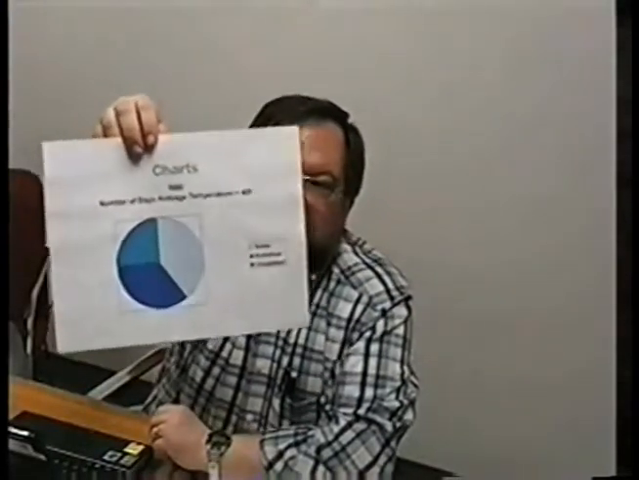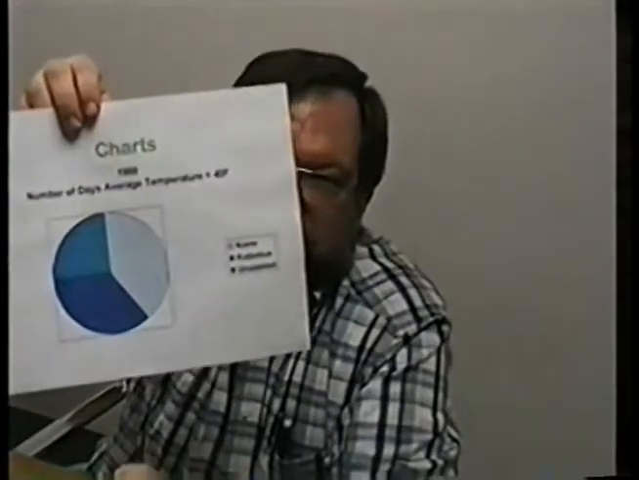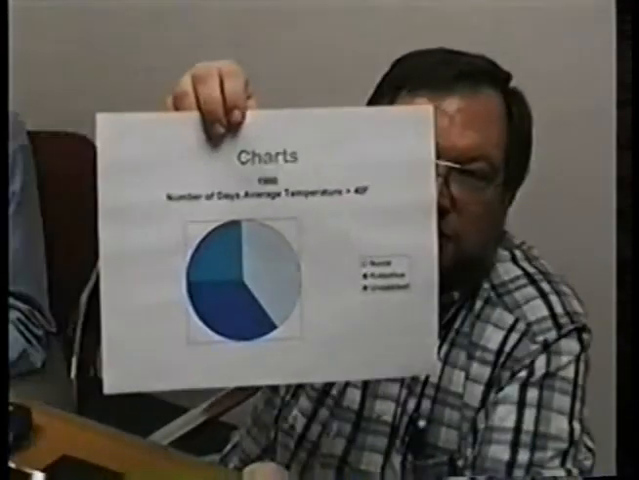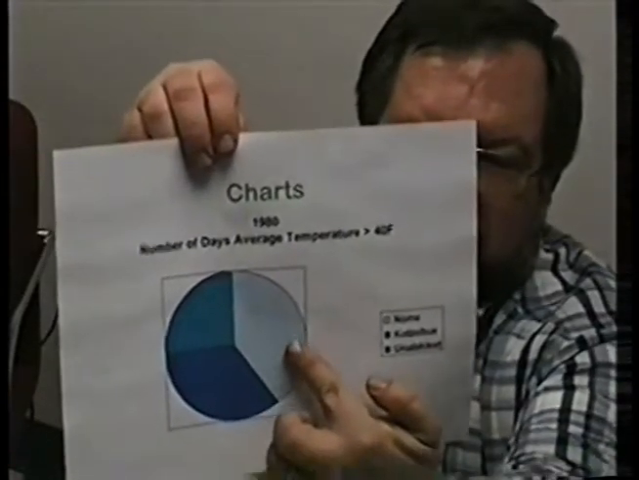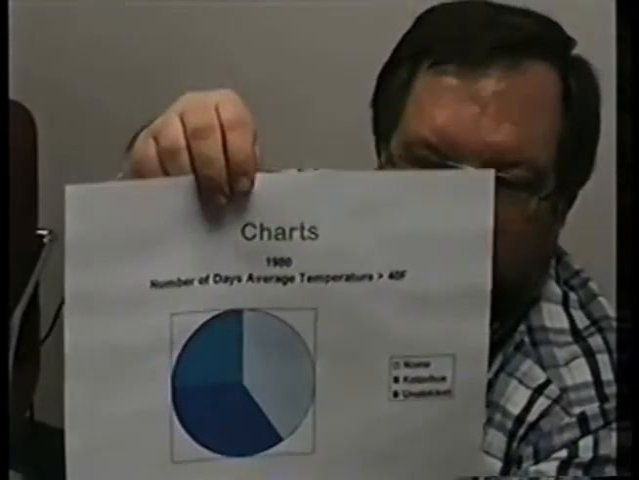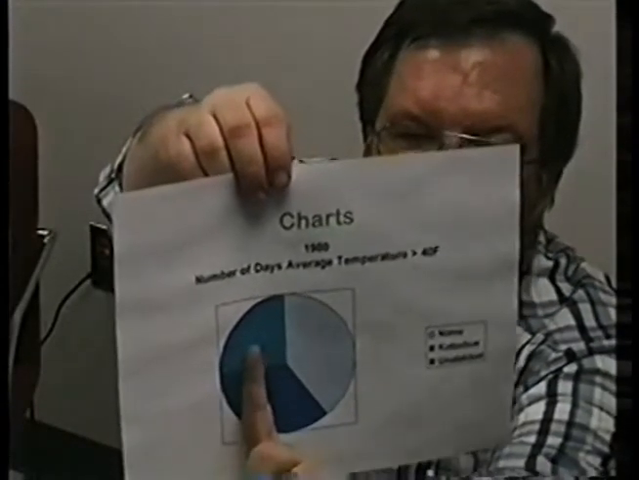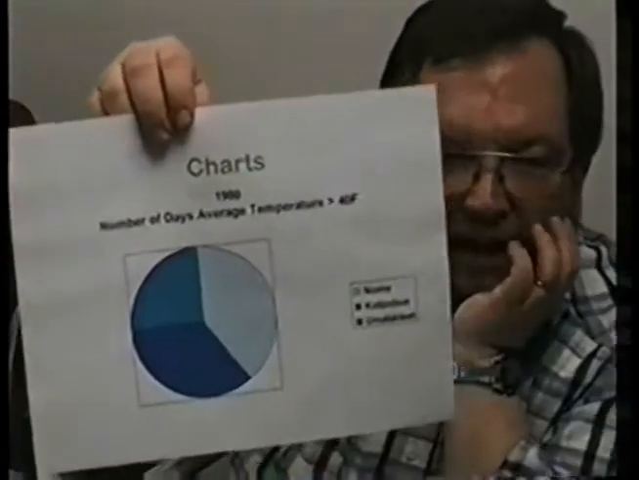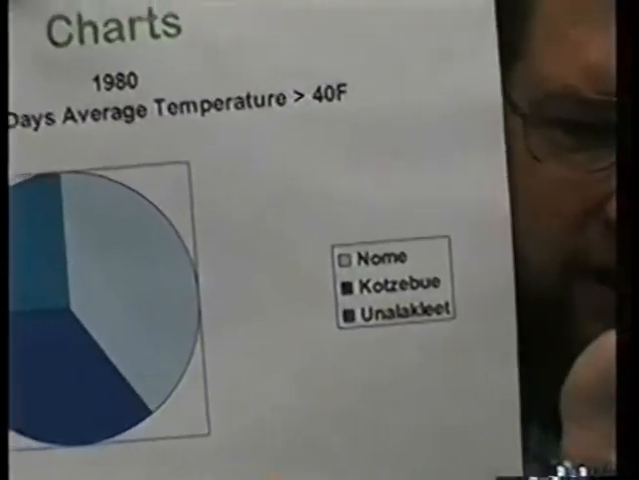Another type of display is a chart, and here I have a display of the average temperature, let's say for just the year 1980, the number of days that the average temperature was greater than 40. The light blue are the number of days that Nome had above 40 degrees for an average temperature. The dark blue is Kotzebue, and the blue-green here is Unalakleet. And you can get an idea from this graph how many of these days are relative to one another.